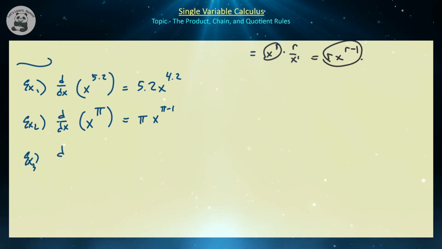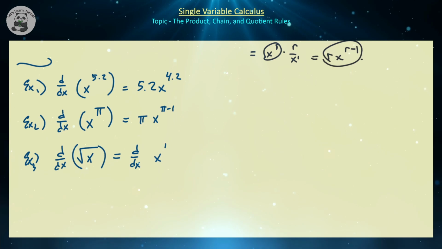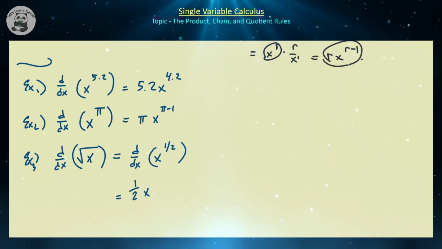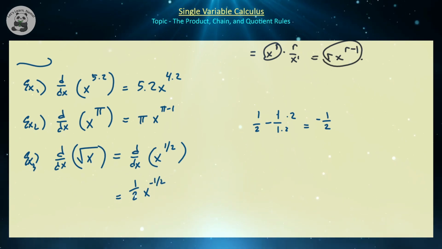Another example, suppose we want the derivative of the square root of x. Now it might not look on the surface that this is a power rule, but remember that the square root of x is just a fancy way of saying x to the power of 1/2. And 1/2 is a non-zero real number, therefore you can find the derivative of this via the generalized power rule. So that's going to be 1/2 times x to the power. Now what is 1/2 minus 1? So that's going to be equal to 1/2 minus 2 over 2, which is going to be minus 1/2.